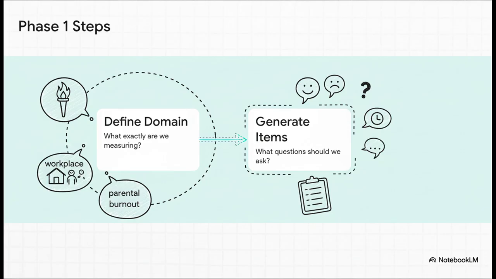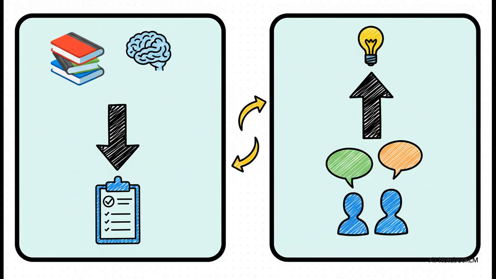Once you've got your boundaries set, you move on to generating items, which is really just the fancy technical term for the questions that are going to make up your survey. So where do these questions even come from? Well, researchers use 2 main approaches. You've got the deductive or top-down method, which starts with all the existing theories and research papers. Then you have the inductive or bottom-up method, which starts with real people, doing interviews and focus groups to hear about their actual experiences. The best scales, they do both. They combine the theory with reality.